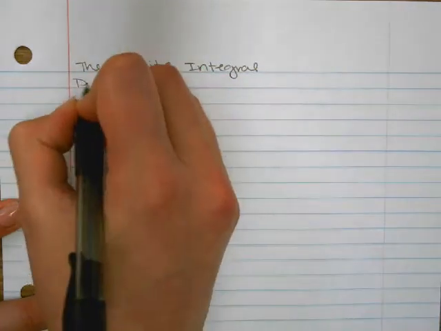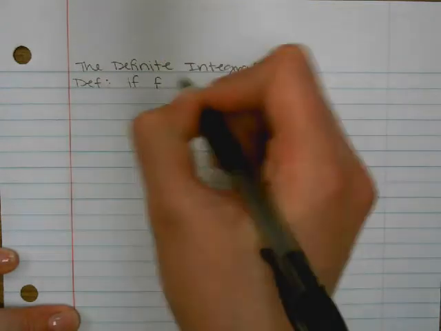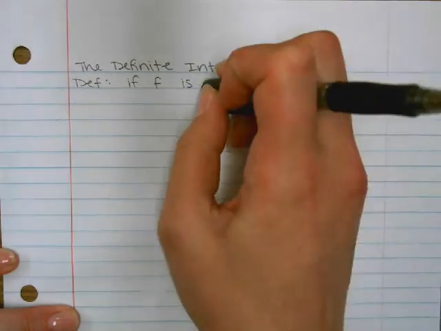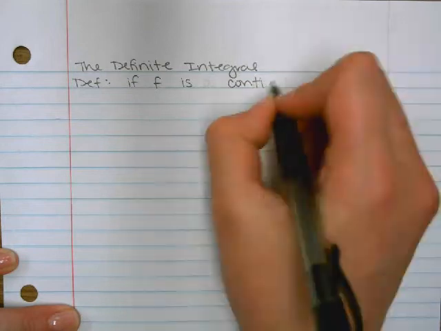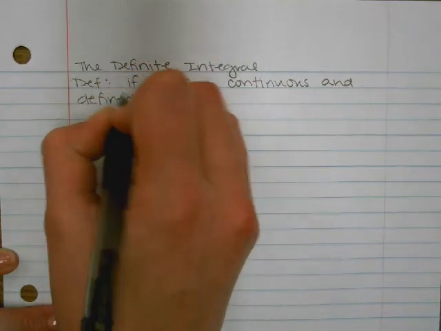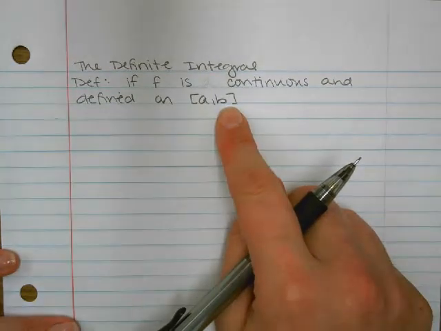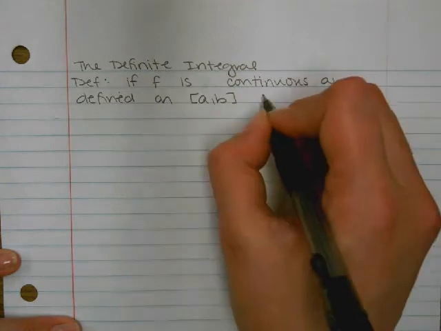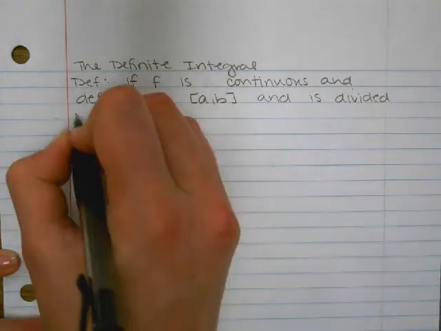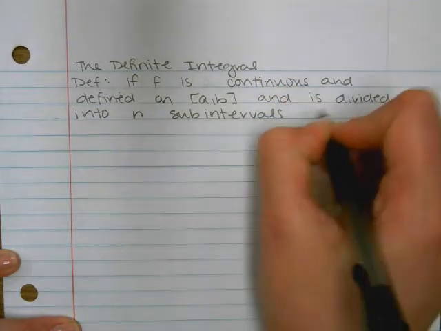So the definition of the definite integral is: if f is continuous and defined on [a, b], so that means this closed interval a, b is part of its domain. Those are x values that can work. And it's divided into n subintervals of equal width.